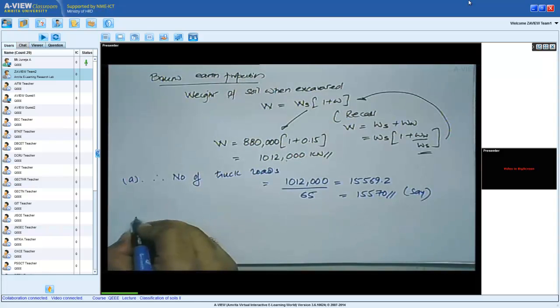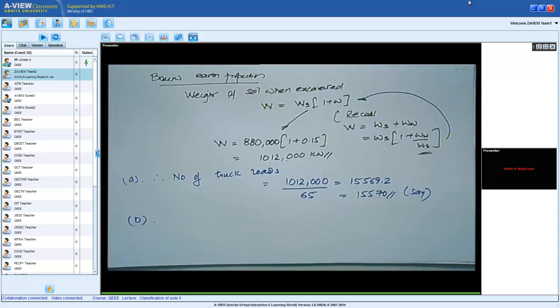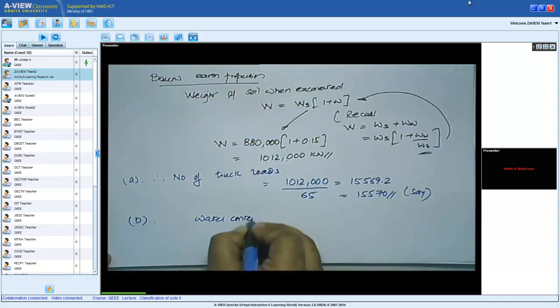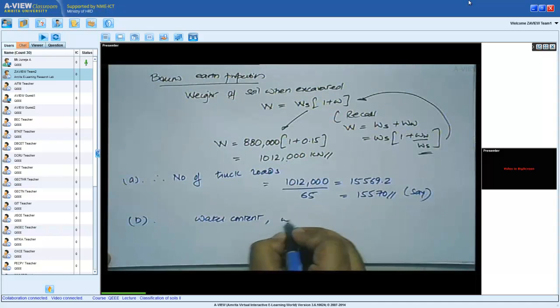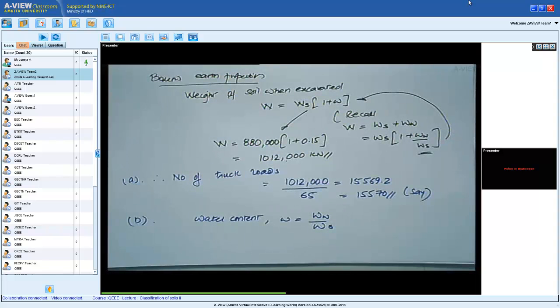Okay, let's look at part B. Part B says, how much additional water do you require? The initial water content is 15%, the final water content is 18%. If you remember, water content equals weight of water over weight of solids, so the water content is known.